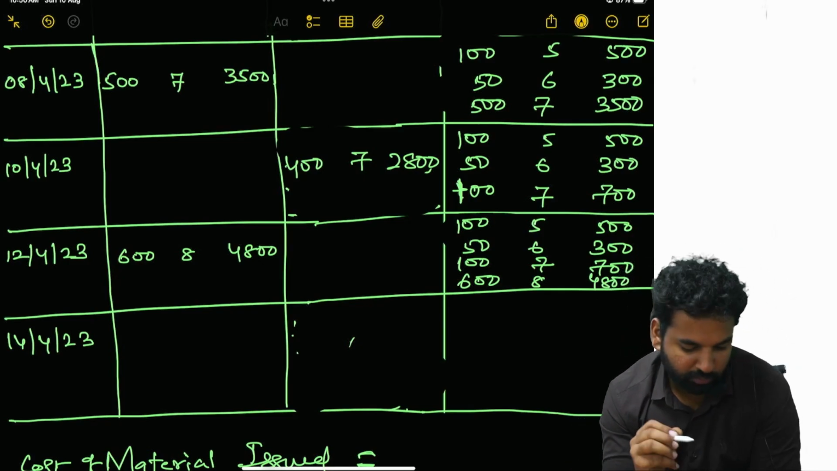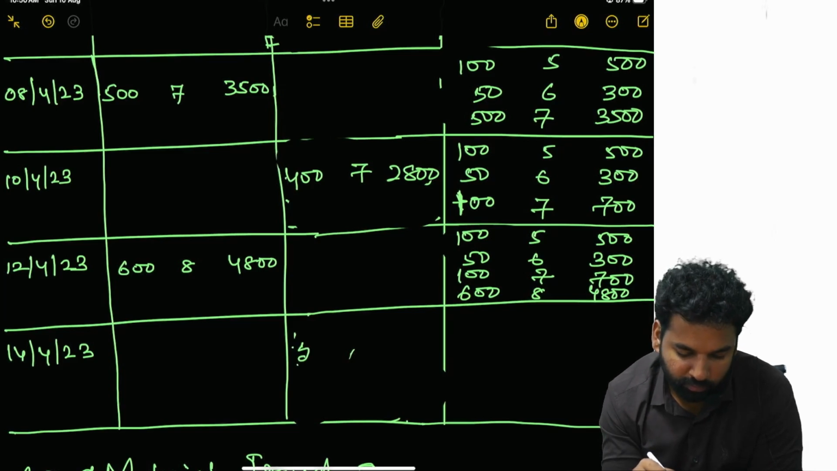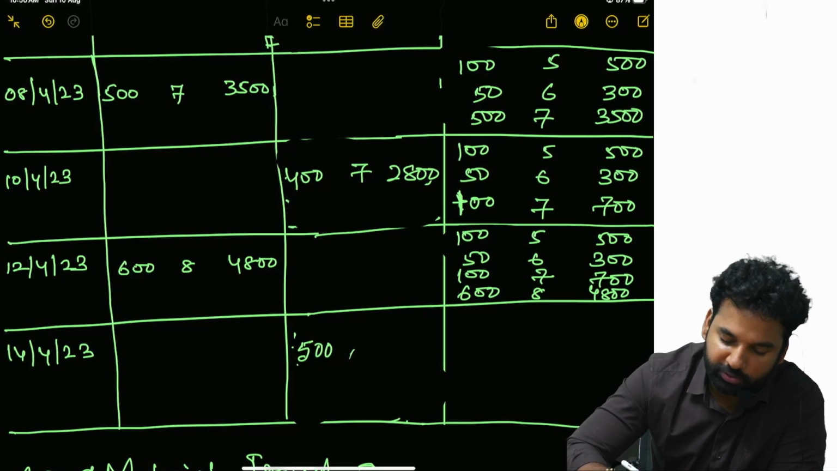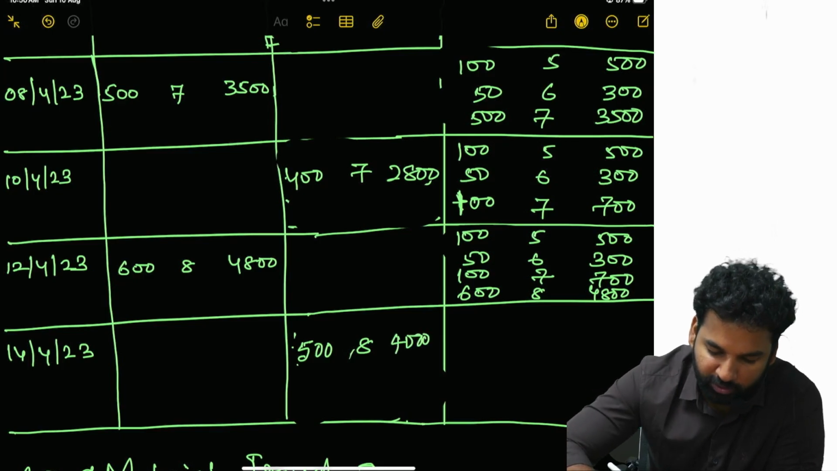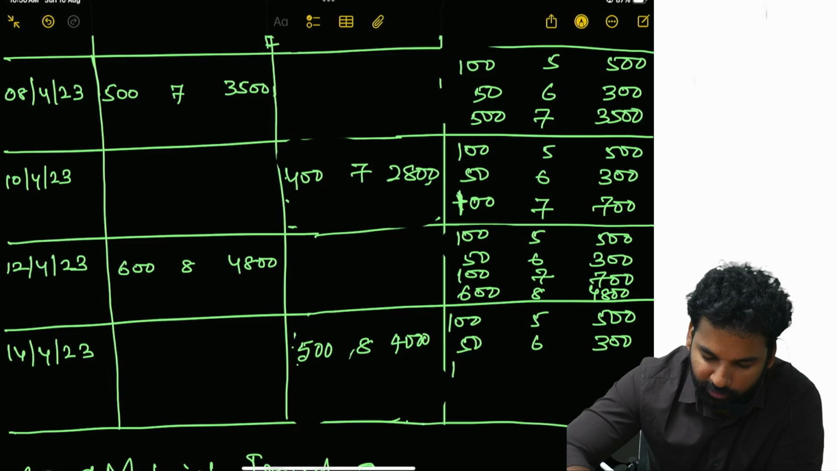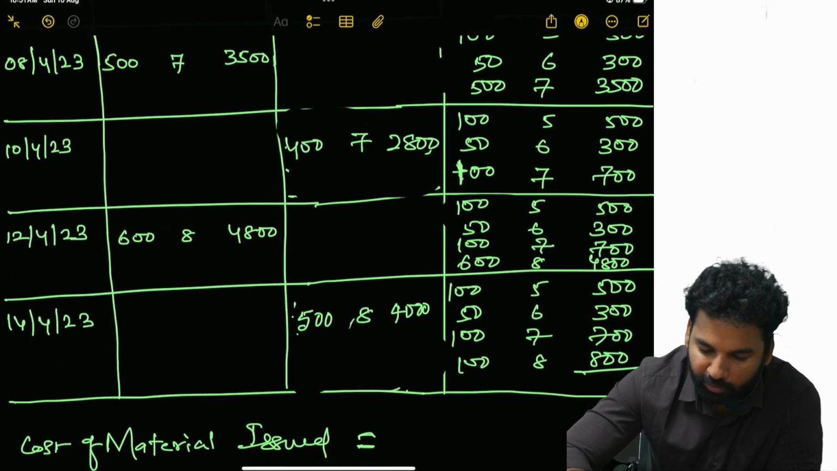Right. So now on 14/4, is there any issue? How many units? 500. 500 units issue. So 500 units will be out of the 600 units, that means 8 rupees each. So 5 8s are 4000. The remaining will be 100 of 5, 500, 50 of 6 rupees, 300, 100 of 7 rupees, 700, and 100 of 8 rupees, 800. So then 2300 will be the closing stock.